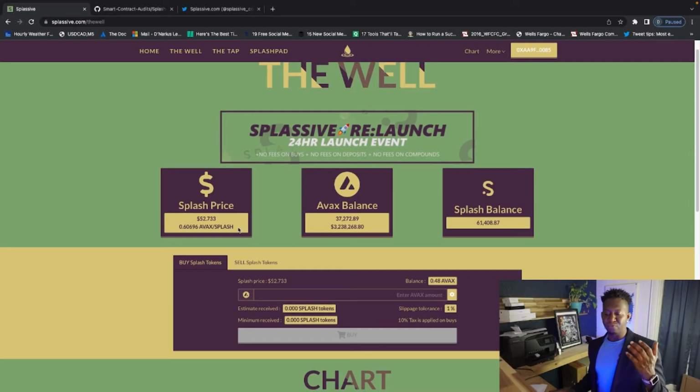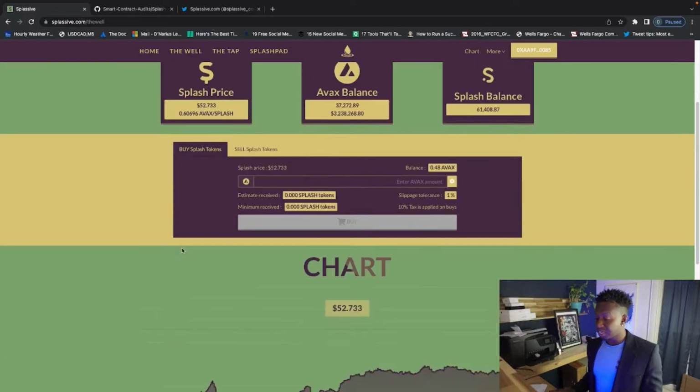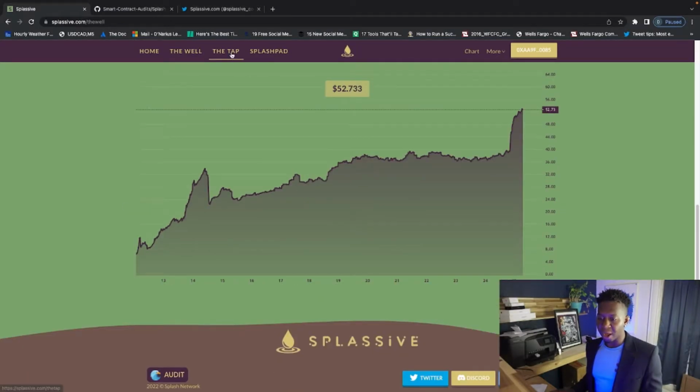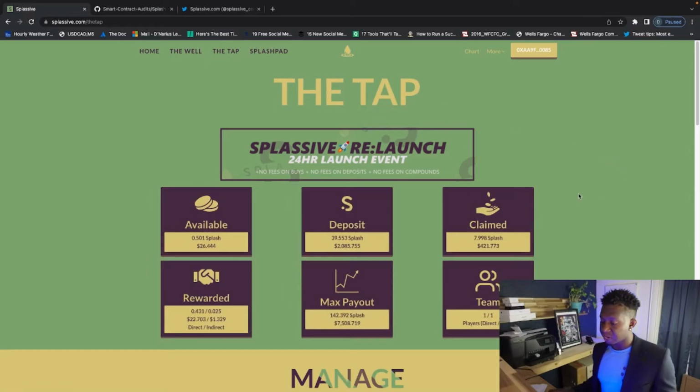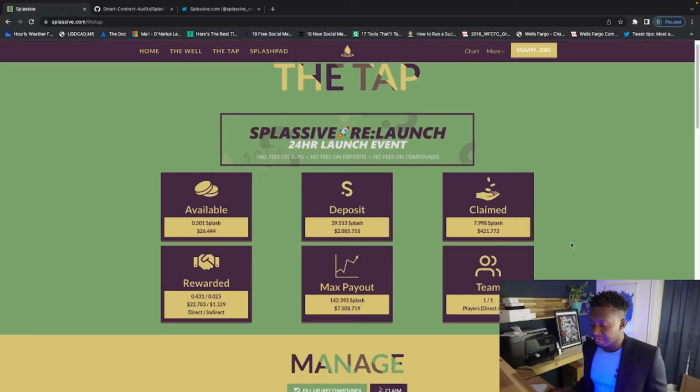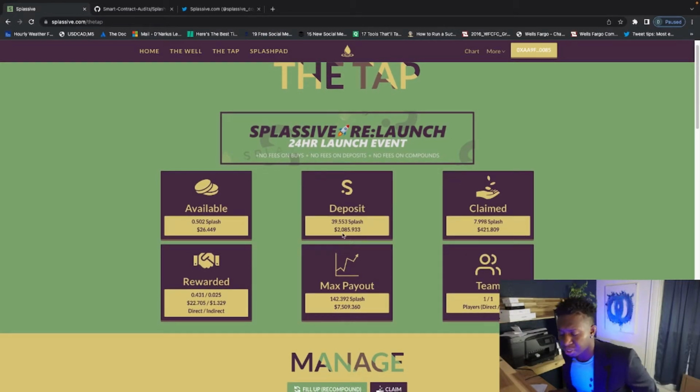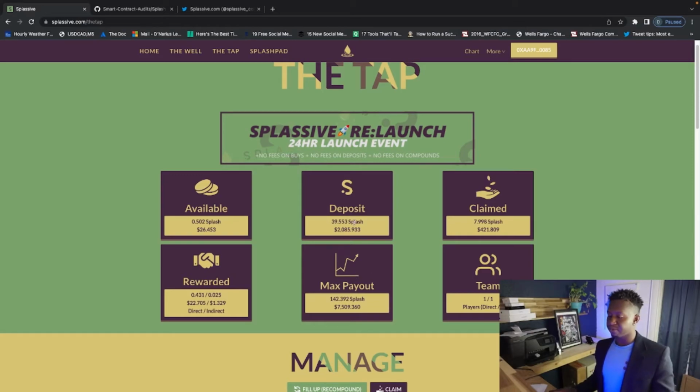Again, there's a $52 price, which is continuously growing, which is wild. So we go over to the tap. This is what I have, guys. This is my deposit claimed, and right now we have around $26 of Splash just sitting here, because I'm getting a passive income of this 2% right here, this $2,085 per day. Right now I have $39.